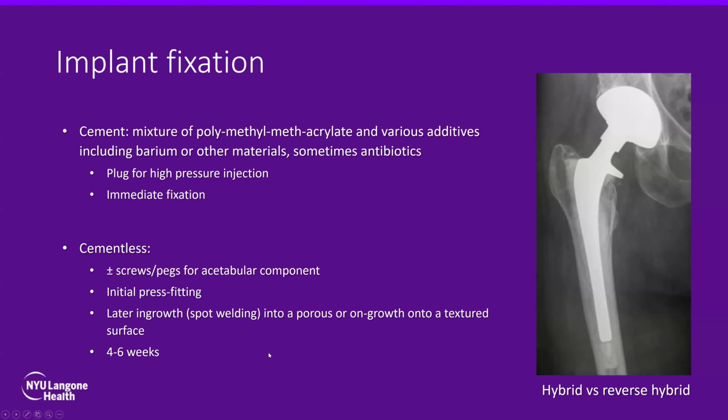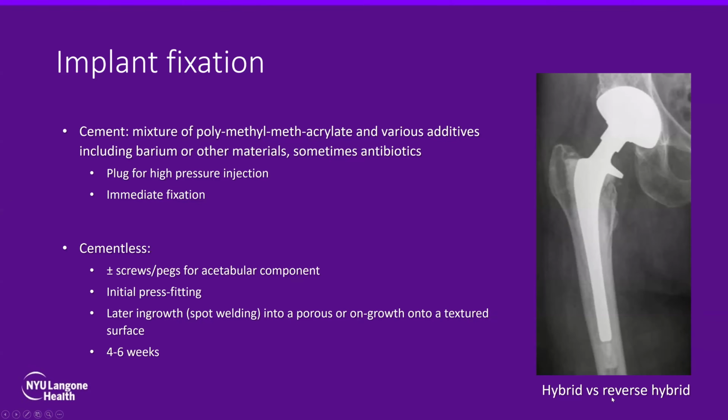And over time, starting at about 4 to 6 weeks, the bone starts to grow into the surface of the implant. So although we don't have cement, after 4 to 6 weeks we have really good ingrowth into the rough surface of the implant. So that's the logic behind cementless fixation.